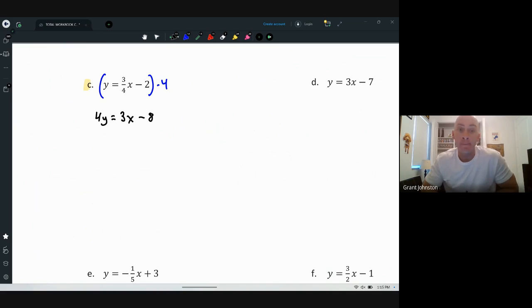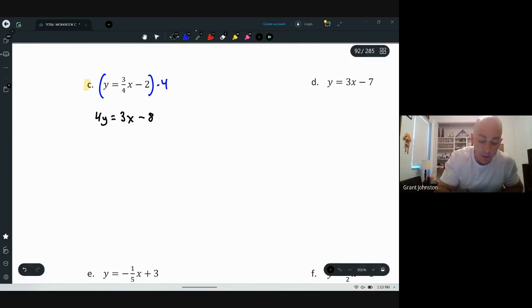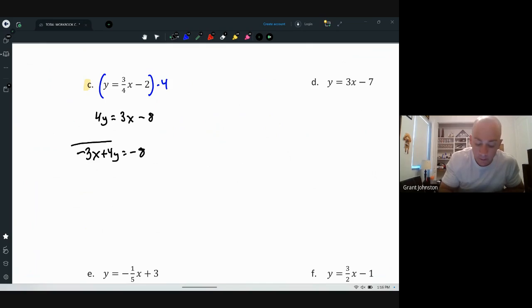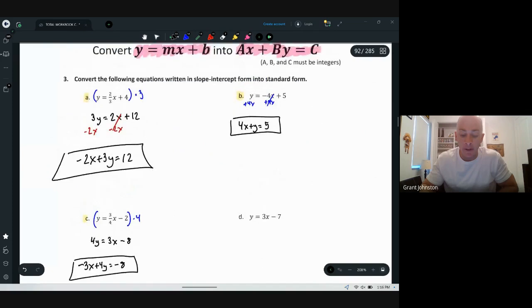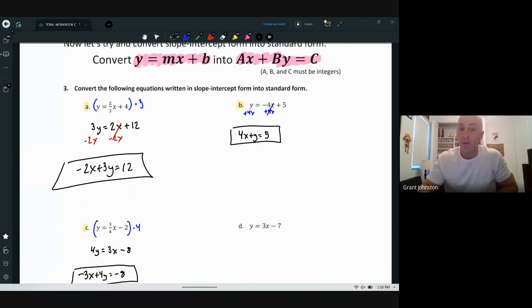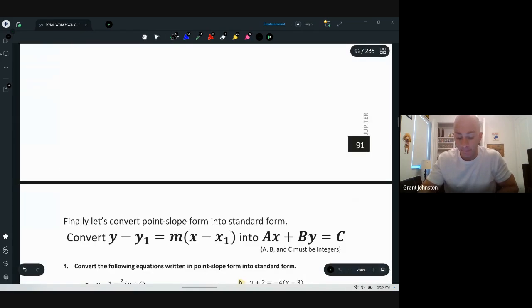And then just subtract the 3x over because we got to get the x's and y on the same side. So I'm going to subtract 3x from both sides. So I'm going to have a negative 3. That's bad handwriting. Subtract 3x from both sides. I'm going to have a negative 3x plus 4y equals negative 8. So all I did was subtract 3x from both sides there. All right. That's converting slope-intercept form into standard form. I'll let you do the rest there.